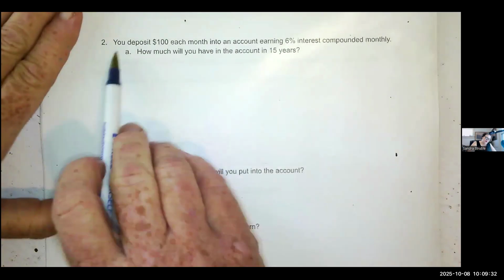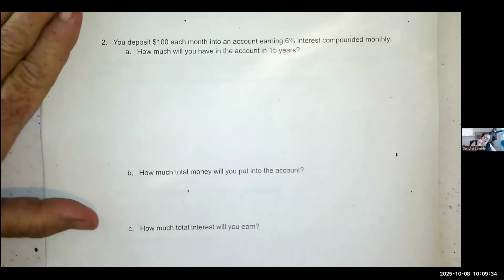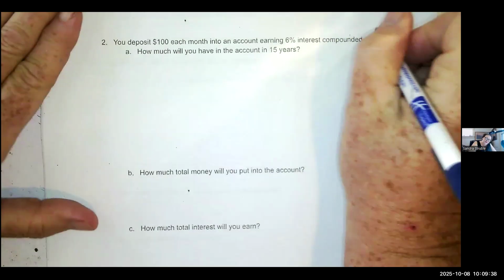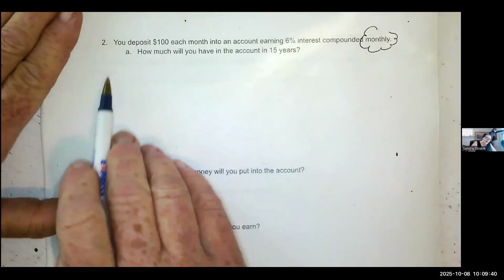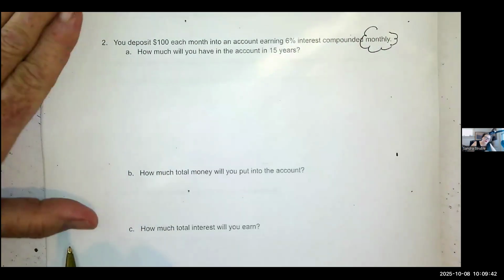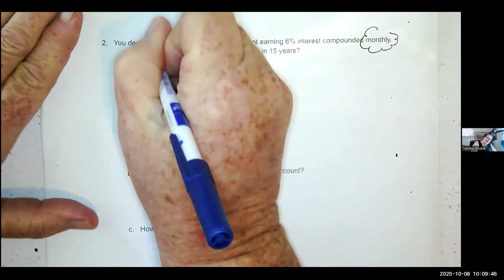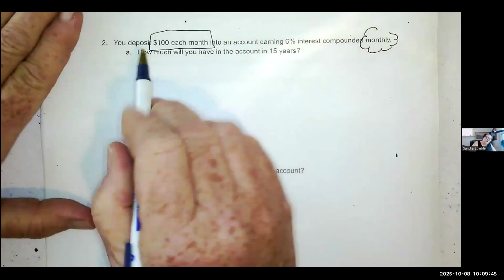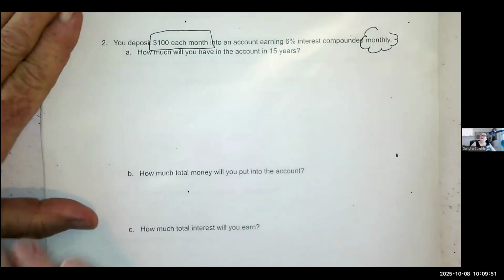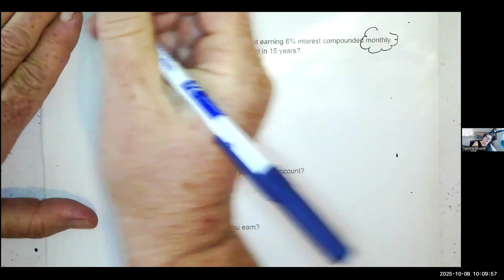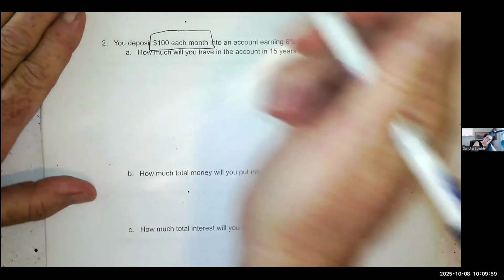All right, so you deposit $100 each month into an account earning 6% interest compounded monthly. That's N is 12. How much will you have in the account in 15 years? So that's my T. I know it's the annuity formula because I'm putting $100 in each month. That's all I need to see to know I'm using my annuity formula. So pause the video and come back to see how you did.